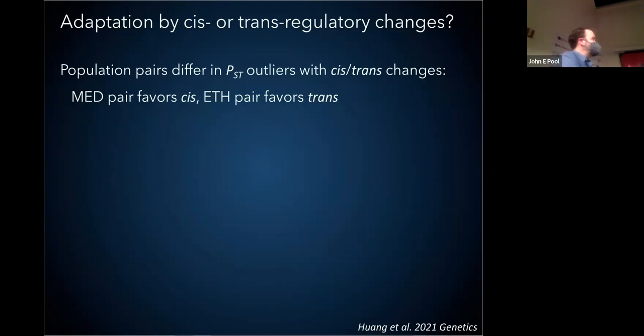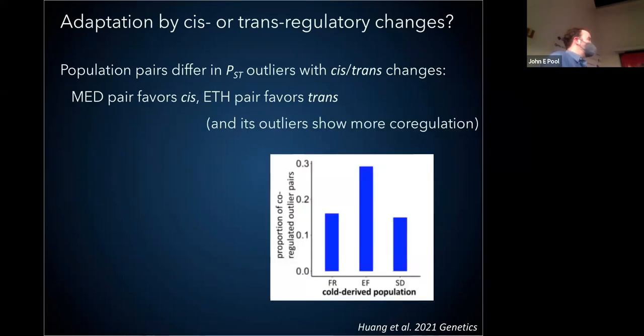And there were some other interesting correlates of that in the Ethiopian sample. One of them is that the PST outliers from the Ethiopian sample tended to be co-regulated with more other outliers. So, there's hints that there's been some important shifts, maybe at nodes in the gene regulatory network that have created more than one outlier apiece even perhaps. And so, you could see this elevated co-regulation signal in the Ethiopian pair specifically.